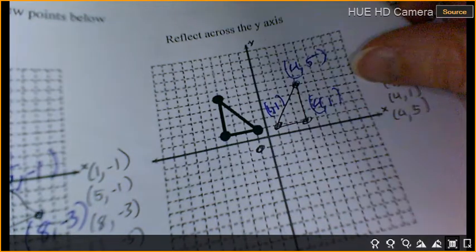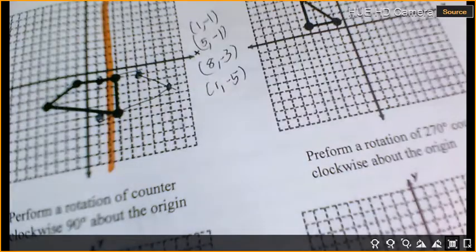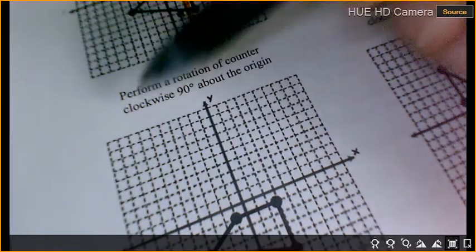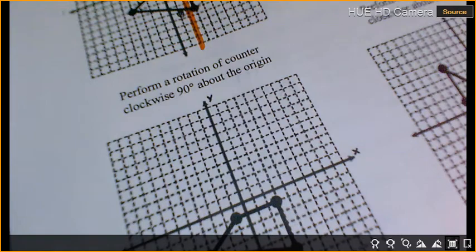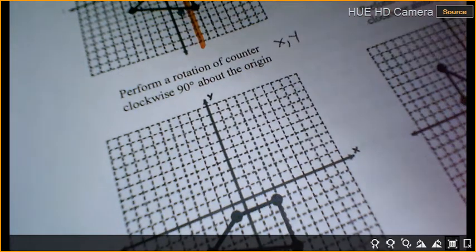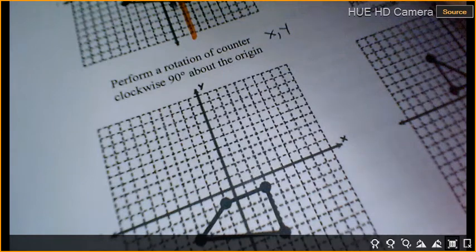Okay, let's move on to our rotations then. We're going to perform a rotation of counterclockwise 90 degrees about the origin. Okay? Counterclockwise is what? What is the formula? I go from x comma y to, I believe it's -y, x.